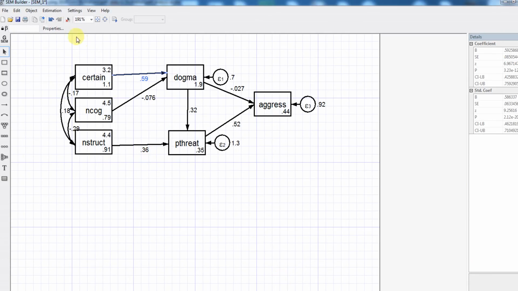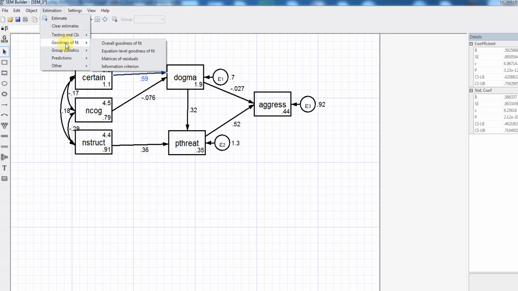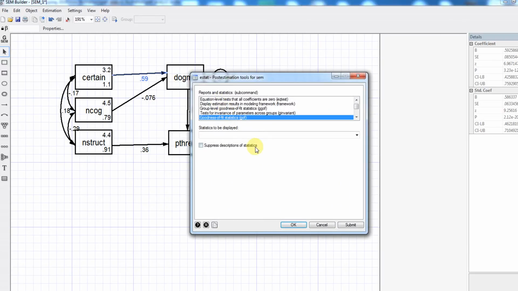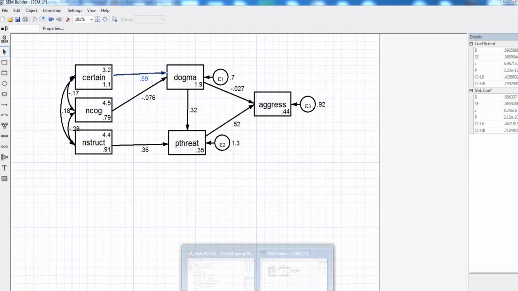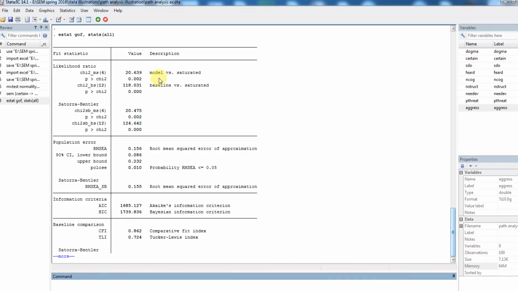So if I click back and go back here, I can go to estimation, go to goodness of fit, and overall goodness of fit. Typically I just ask for all of the above and click on OK. And so now when I look in my output, you'll notice that I've got the likelihood ratio chi-square. So this is the test based on normal theory. So this is assuming that our variables are normally distributed or exhibit multivariate normality.